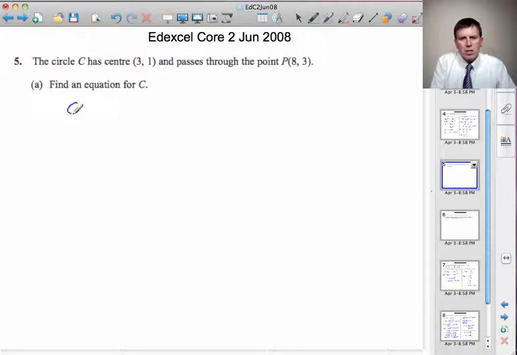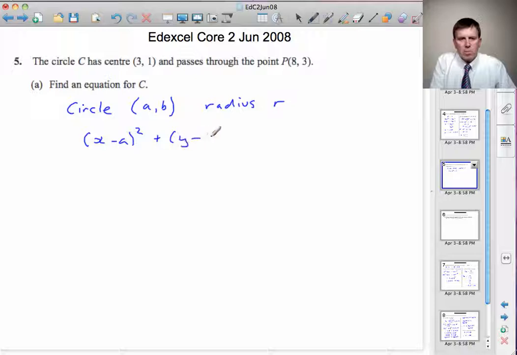If we've got a circle with centre (a, b) and radius r, then its equation is given by (x minus a) all squared plus (y minus b) all squared equals r squared. Well, we've already got the centre (3, 1), but we don't know the radius at the moment. But P is a point on the circumference, so the radius is simply the distance between these 2 points.